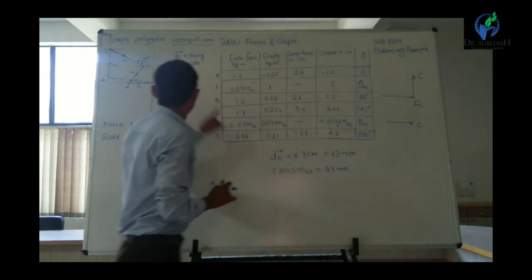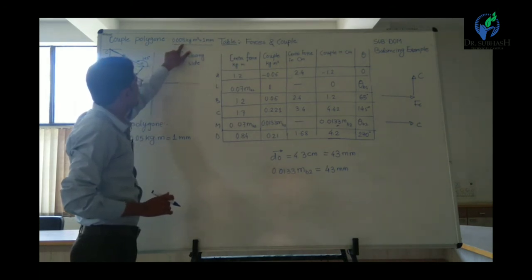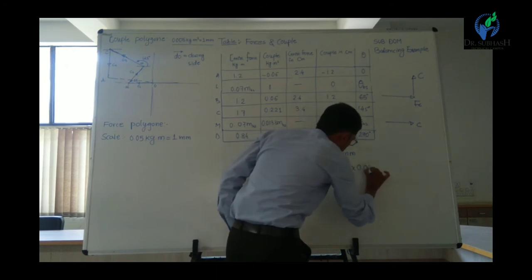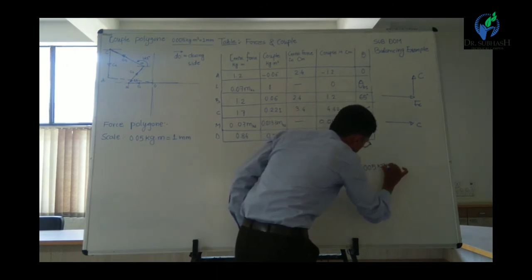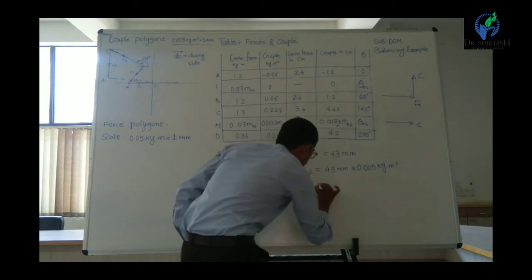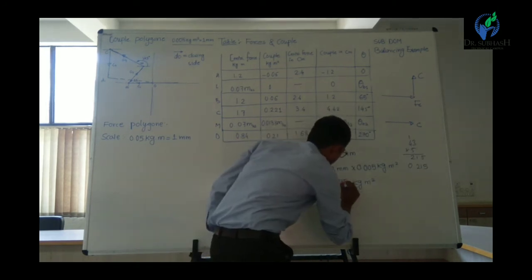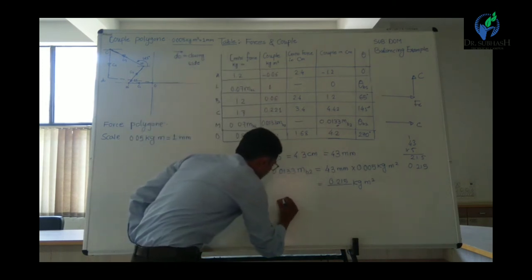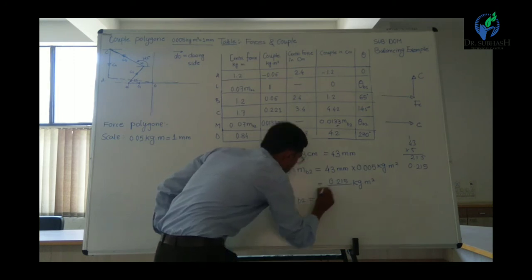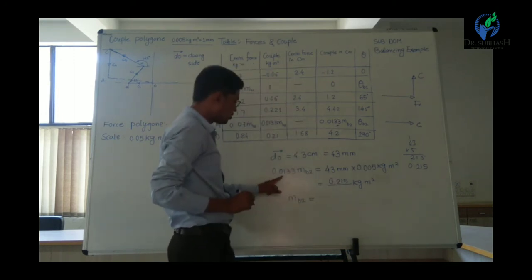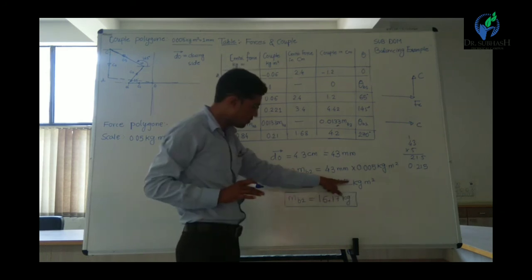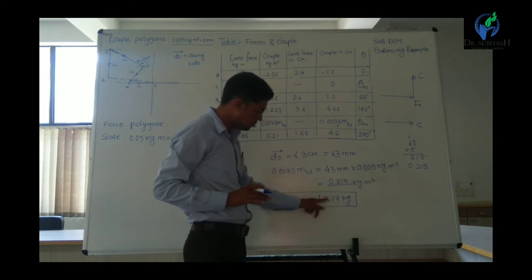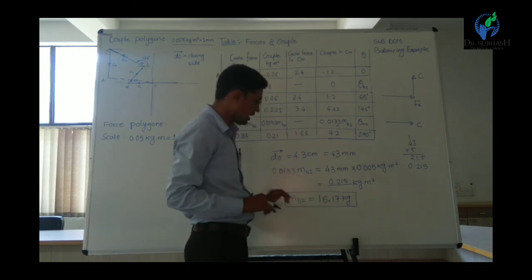Now we convert this 43 mm into kg into meter square. We know that 1 mm is equal to 0.005 kg into meter square. So we get the value 0.215 kg into meter square. So MB2 is equal to 0.215 divided by 0.0133, and we get MB2 equal to 16.17 kg. So this is our MB2 mass.